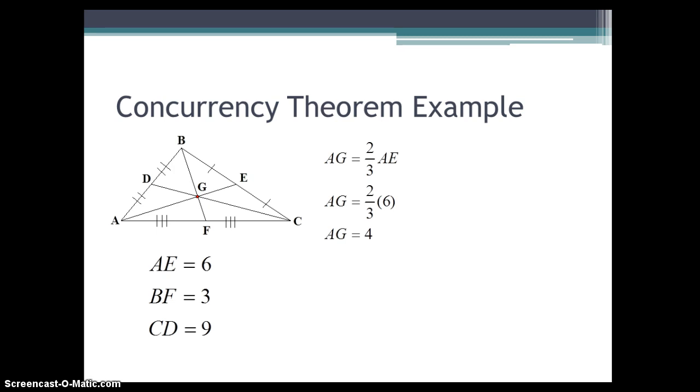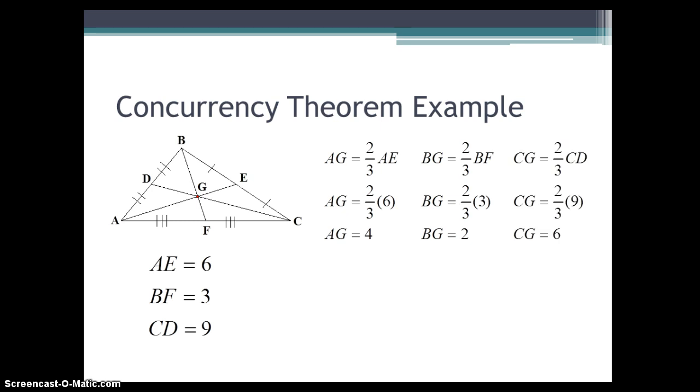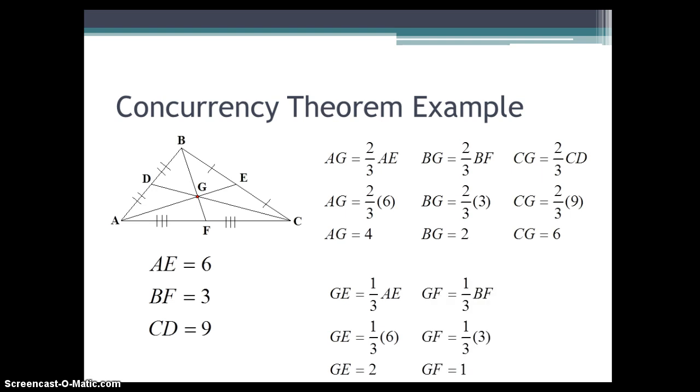So that means AG is 2/3 of AE. So AG is 4. BG is 2/3 of BF, so BG is 2. And CG is 2/3 of CD, so it is 6. Which also means that GE would be 2, the other 1/3 of 6. GF would be 1, the other 1/3 of 3. And GD would be 3, the other 1/3 of 9.